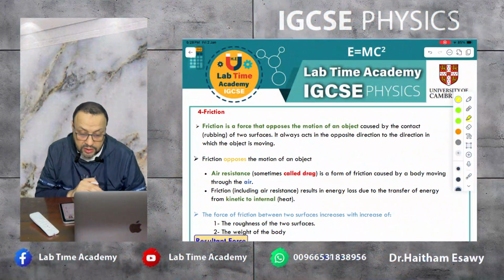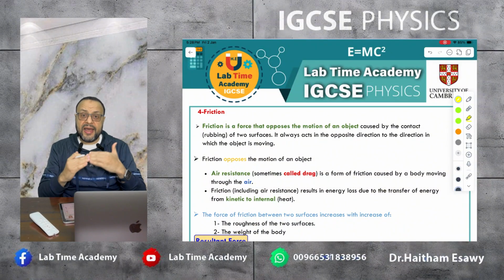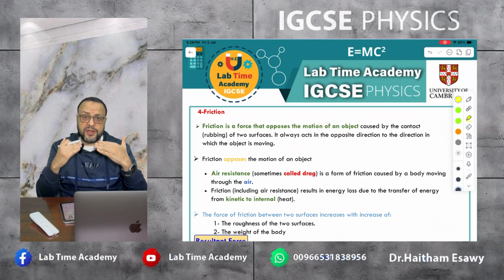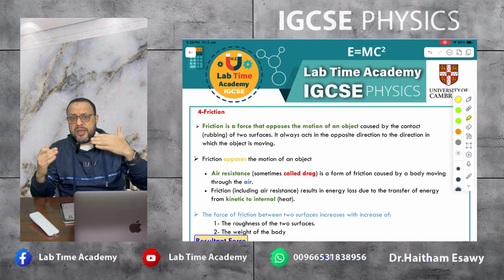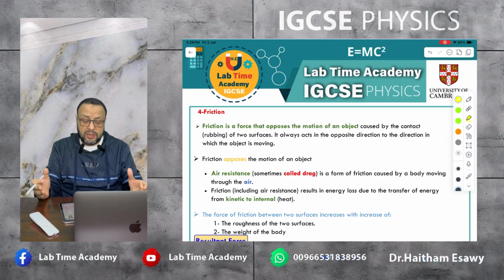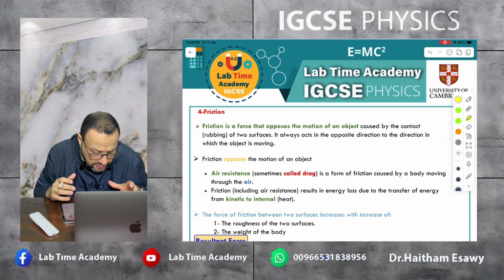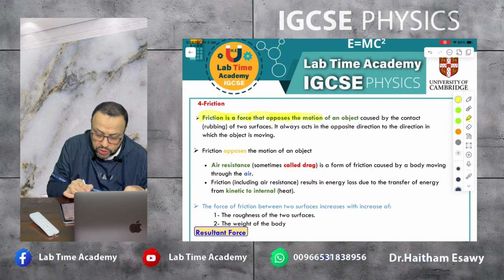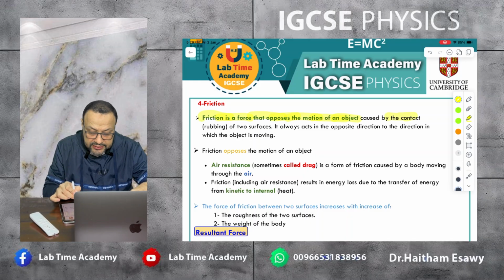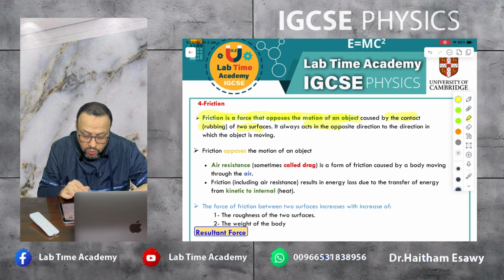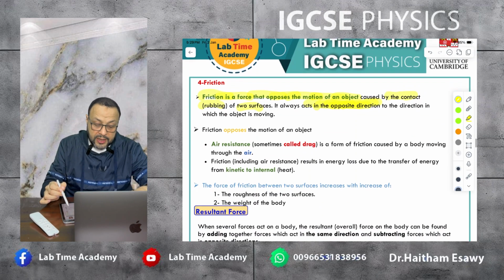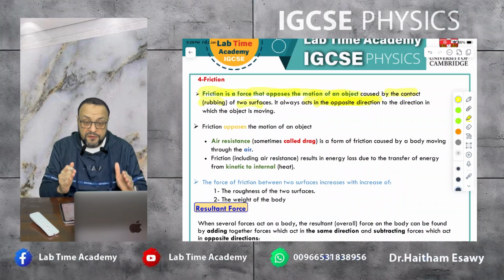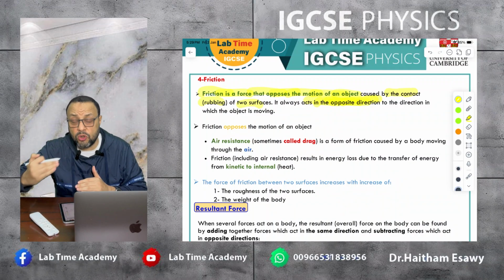After that, friction is a type of force. Friction acts opposite to the direction of motion, and its unit is the Newton, like any type of force. So here, friction is the force that opposes the motion of an object, caused by the contact and rubbing of two surfaces, and it always acts in the opposite direction of motion. Actually, we can name the friction force by many names, like air resistance or drag force.